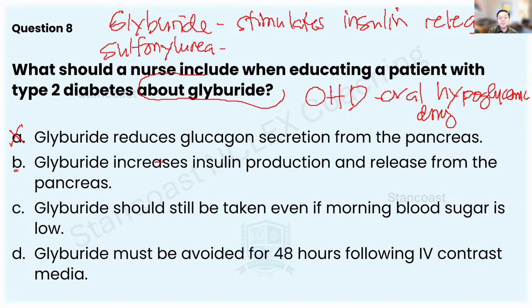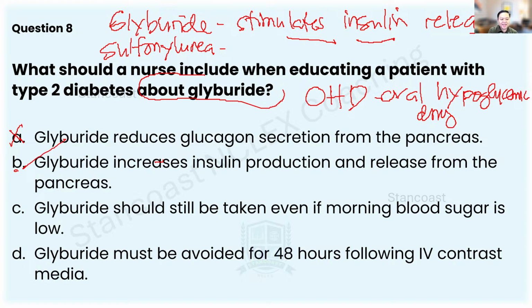They are going to stimulate the pancreas to produce more and to release more insulin. So it will have that therapeutic effect in reducing the blood sugar. This is the primary drug action. Stimulates insulin release. Okay, that's the correct answer.